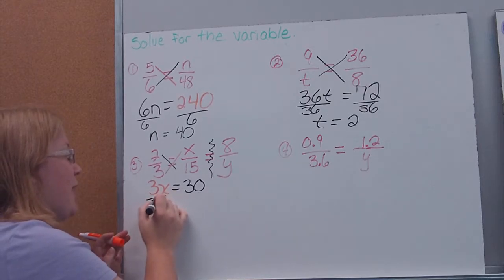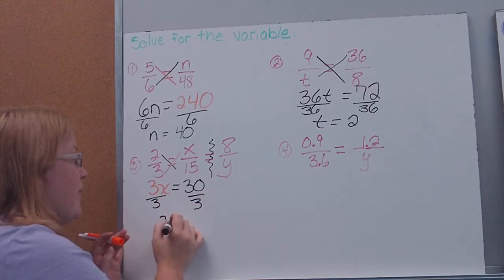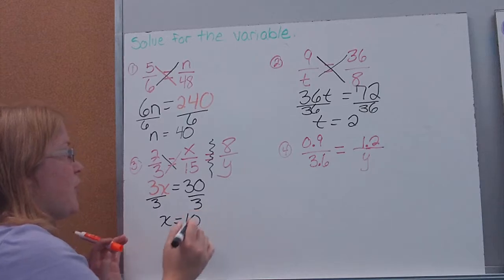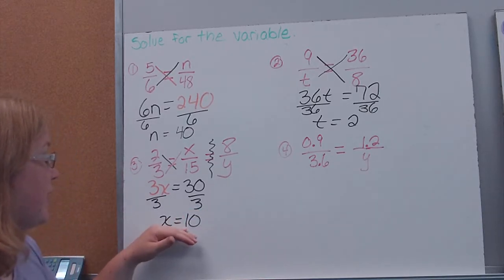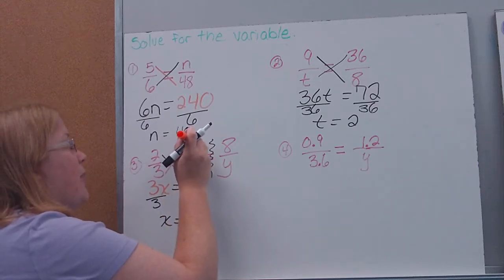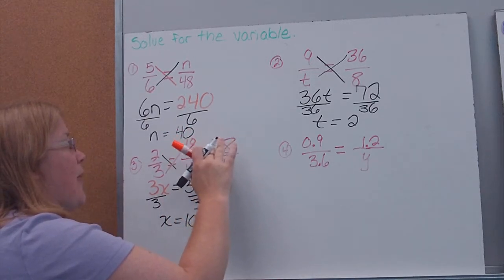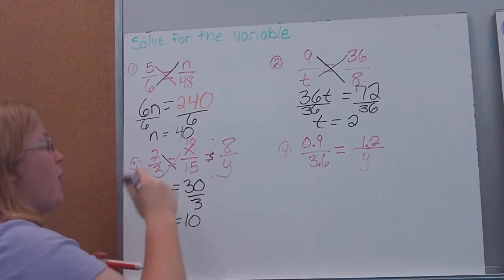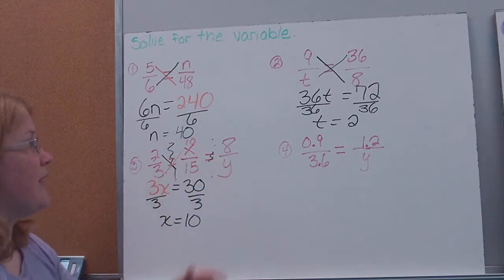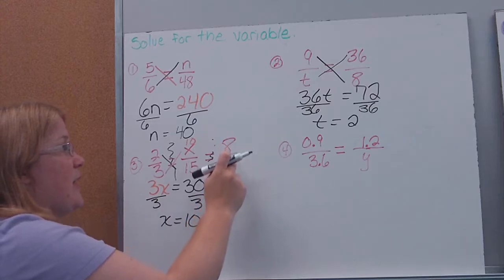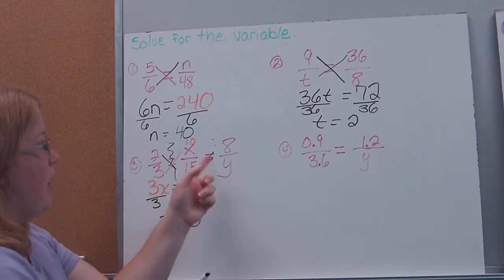So how am I going to get x by itself? I'm going to divide both sides by 3. So my x is equal to 10. Now what I'm going to do is I'm going to take this 10. I'm going to plug it in for this number. I'm going to erase this line, and now I'm going to ignore this side because I don't need that side. I'm only going to look over here at this side. So 10 over 15 is equal to 8 over y.